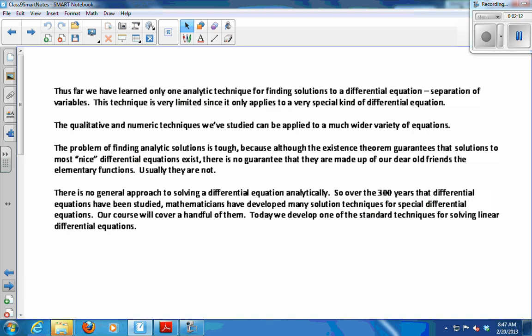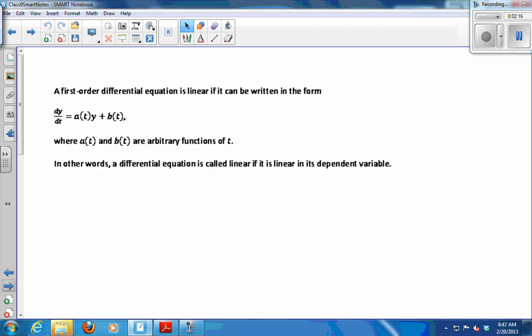This only applies to a very small class of differential equations, linear. So a linear differential equation, so first order, anybody remember what that means, first order? First derivative, good. And it's linear if you can write it like this: dy/dt is a function of t times y plus another function of t. In other words, a differential equation is called linear if it's linear in its dependent variable. The y is the thing that's linear. The exponent on the y is just a 1.